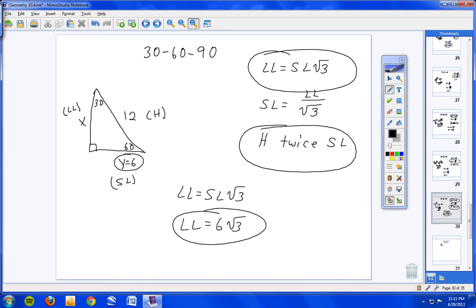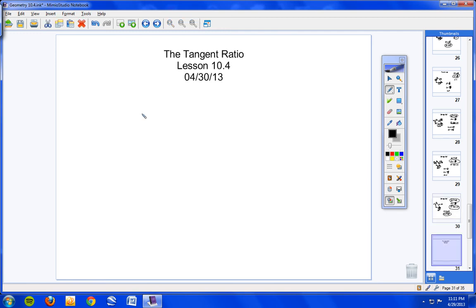Now we're going to start off today with one of the trig functions called tangent. So please write this in your notes. We're going to look today at the tangent ratio. That's lesson 10.4, and the date today is the 30th. So please write all of that in your notes, April 30th. Okay? We're going to look today at the tangent ratio.